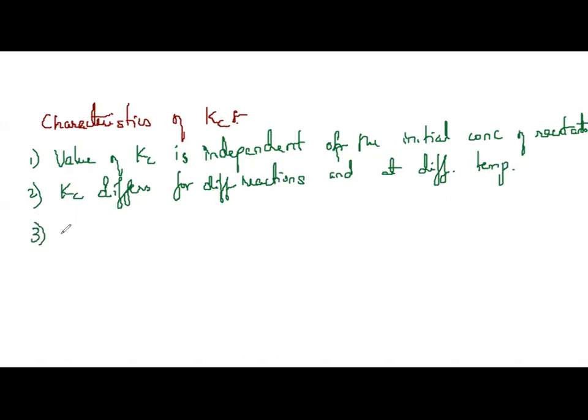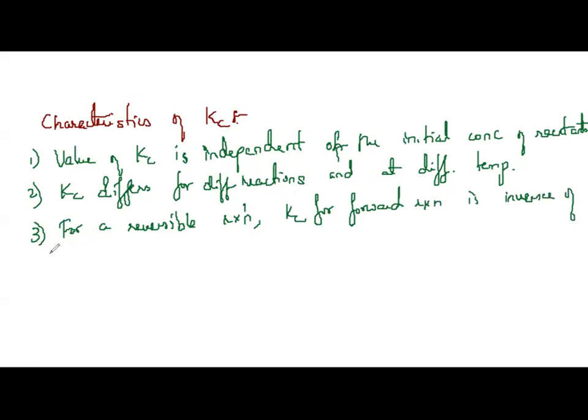Third one, for a reversible reaction, the equilibrium constant Kc for the forward reaction is the inverse of the equilibrium constant Kc for the backward reaction. So how do we represent it? I'll show you how we represent it.